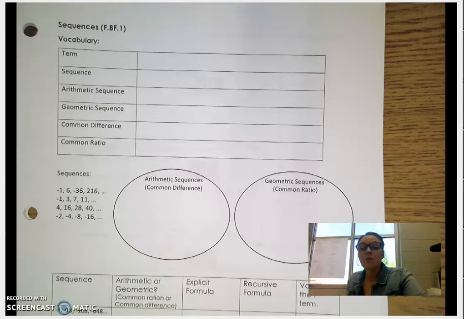We are so close to finishing our review, so hang in there. The next thing we have to talk about is sequences. We talked about sequences when we talked about Unit 4, and we talked about two different types of sequences. You have arithmetic sequences and geometric sequences.